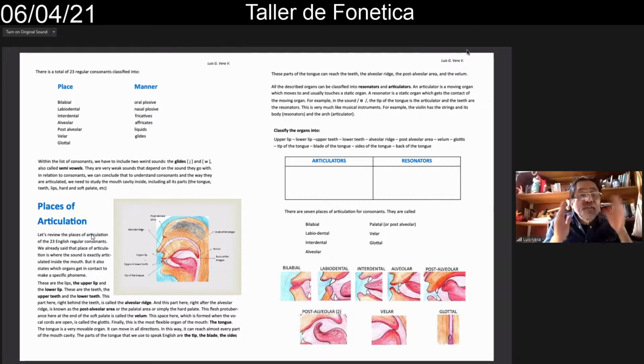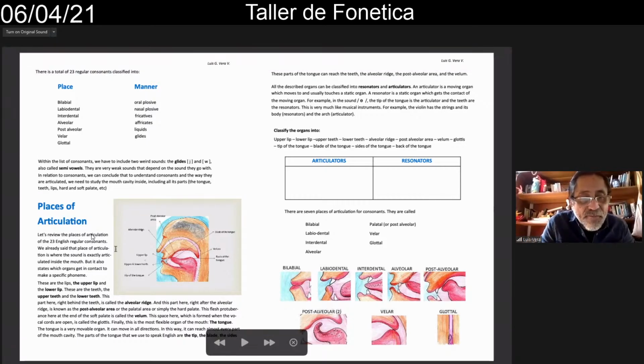In relation to consonants, we can conclude that to understand consonants in the way they are articulated, we need to study the mouth cavity inside, including all its parts: the tongue, teeth, lips, hard and soft palate. Here you have, for example, places of articulation. Let's review the places of articulation of the 23 English regular consonants.